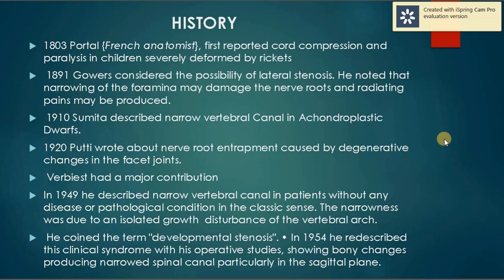Verbiest also had a major contribution. In 1949, he described a narrow vertebral canal in patients without any disease or pathological condition in the classic sense. The narrowness was due to an isolated growth disturbance of the vertebral arch, so he coined the term developmental stenosis. In 1954, he redescribed this clinical syndrome with his operative studies showing bony changes producing a narrowed spinal canal, particularly in the sagittal plane.